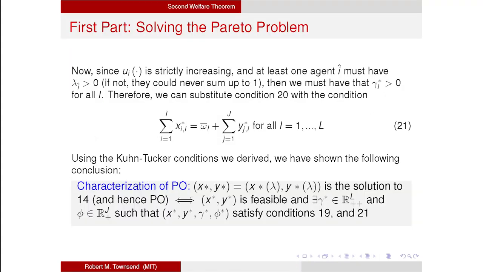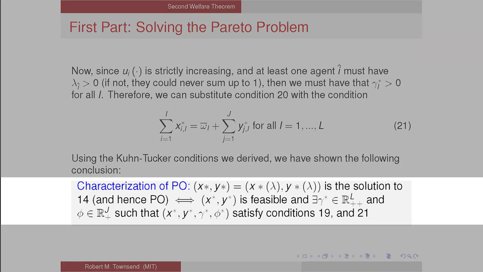So let's summarize. We've characterized the Pareto optimal allocations, X star, Y star, also denoted X star, Y star at lambda, because we were given a particular Pareto optimal allocation, hence a particular lambda weighted sum was used in the objective function. And it's the solution to 14, which is that Pareto problem. So it's Pareto optimal, it's feasible, and there are these gammas, which are strictly positive for every good L, and these Lagrange multipliers on the production sets, such that X star, Y star, gamma star, and phi star satisfy 19 and 21.